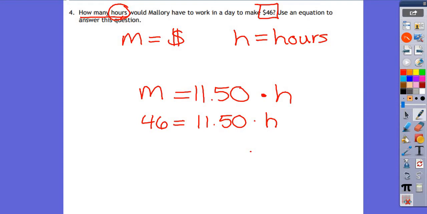How did I solve when I had a variable sitting over here and I needed to get it by itself? You isolated it. You isolated your variable by doing the opposite operation. What operation's going on right here? Multiplication. Opposite of multiplication? Division. I'm going to divide both sides by 11.50.